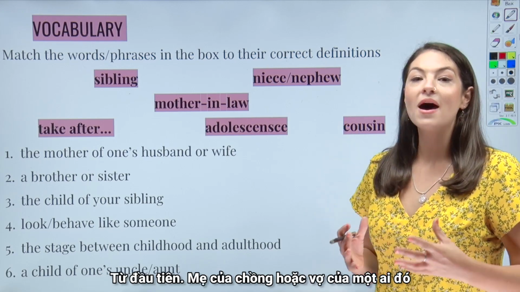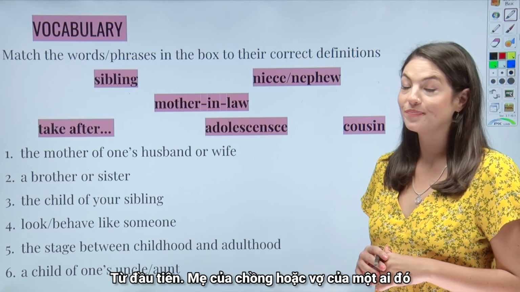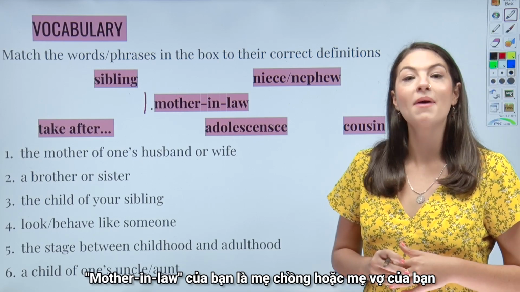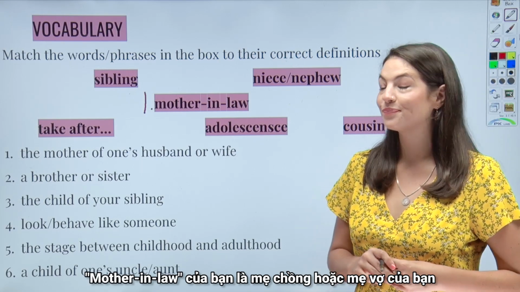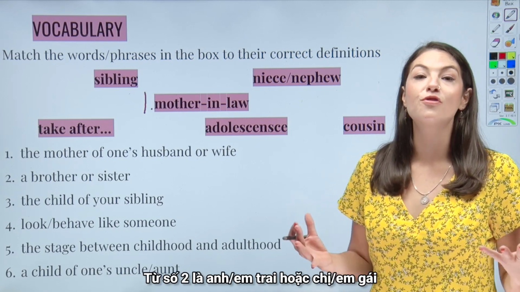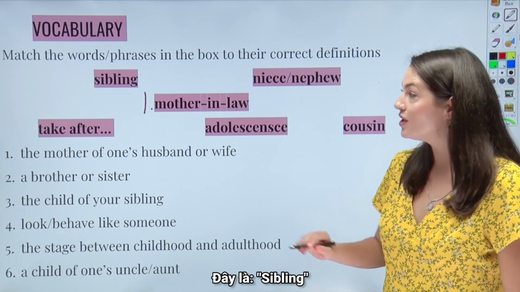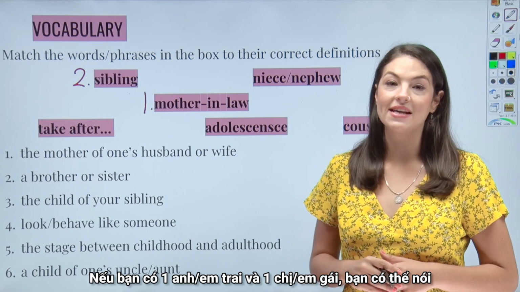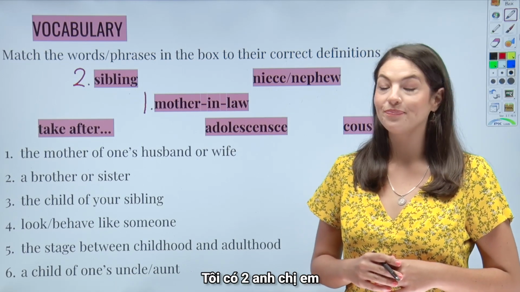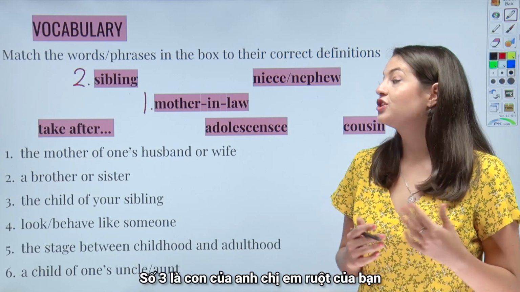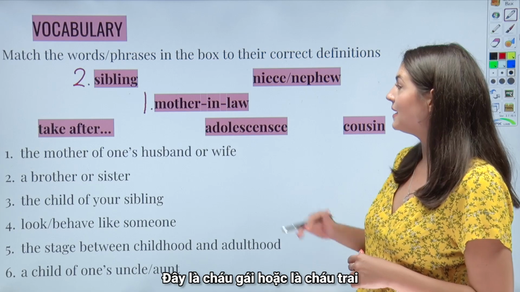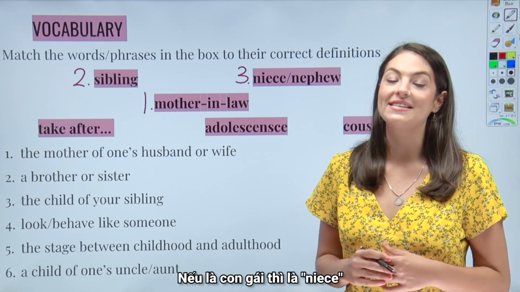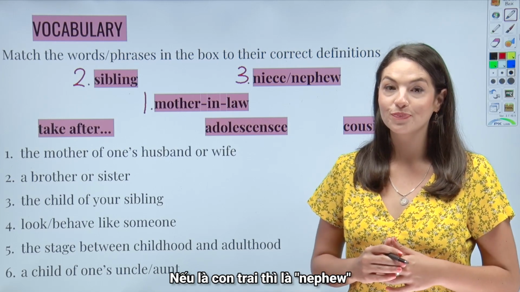Number 1. The mother of one's husband or wife. This is your mother-in-law. Your mother-in-law is the mother of your husband or wife. Number 2 is a brother or sister. This is your sibling. So if you have one brother and one sister, you can say, I have 2 siblings. Number 3 is the child of your sibling. This can be your niece or nephew. If it's a girl, it's your niece, and if it's a boy, it's your nephew.